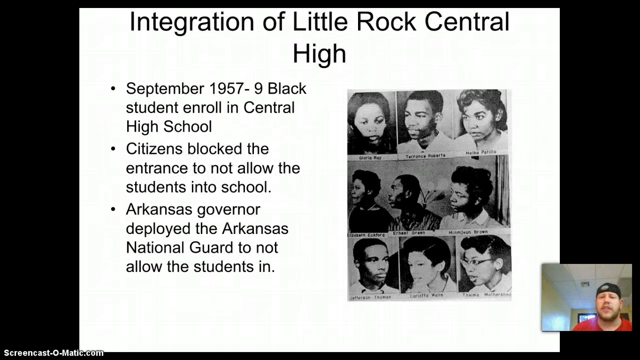So a couple of things are going on at this time. So one was integration. An example is the integration of Little Rock High School, 1957, after Brown v.